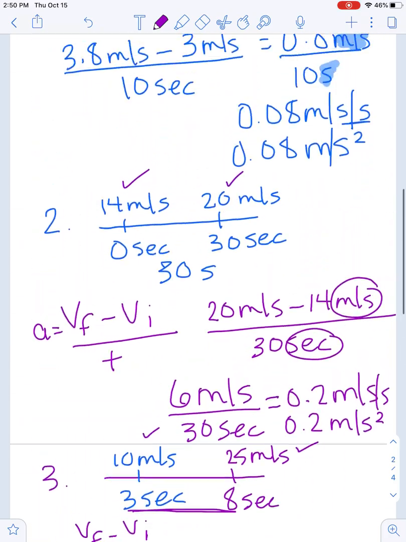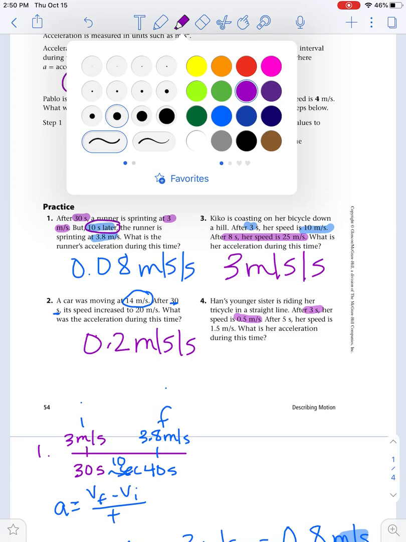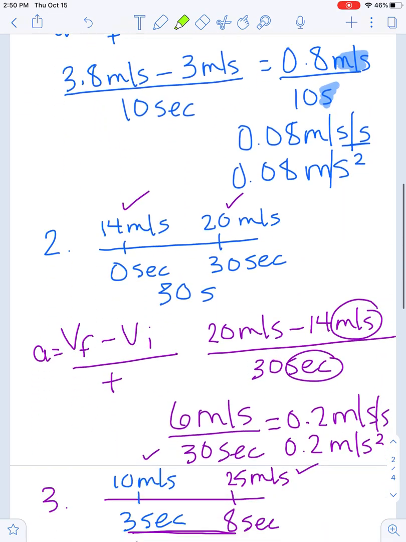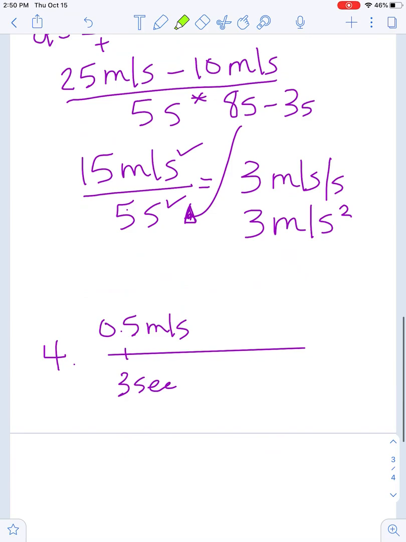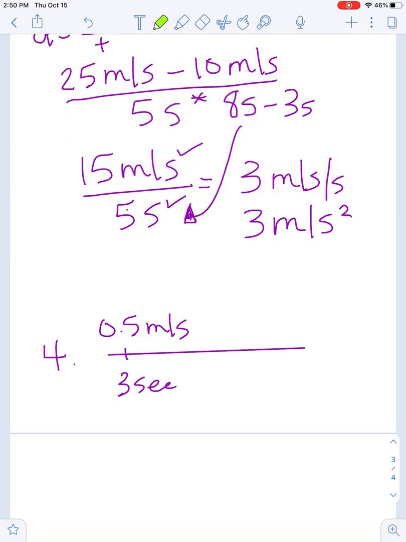And then we have our final. Let's change our highlighter to green this time. After 5 seconds, her speed is 1.5 meters per second. So let's come down here and plot that, put that on our line. After 5 seconds, the speed is 1.5 meters per second.